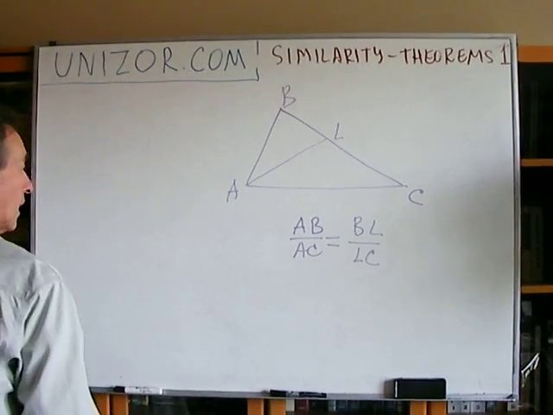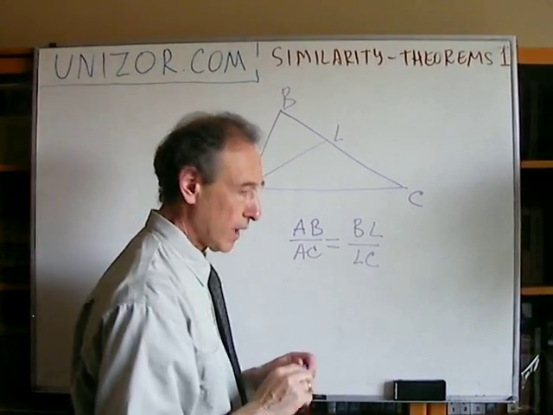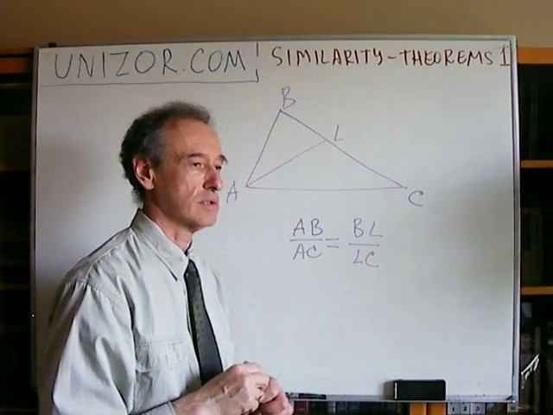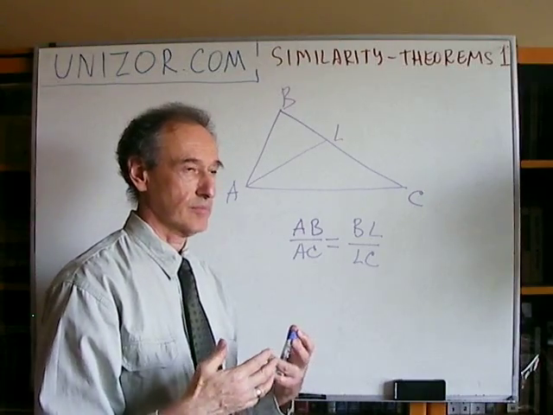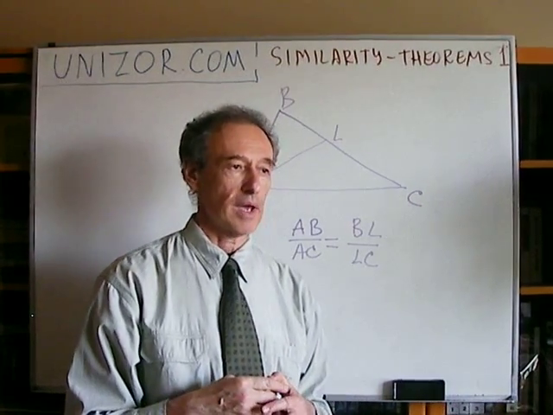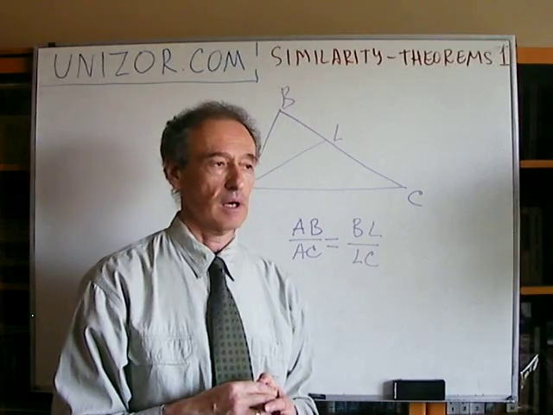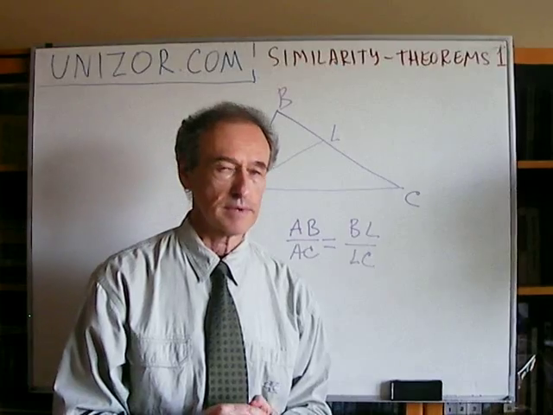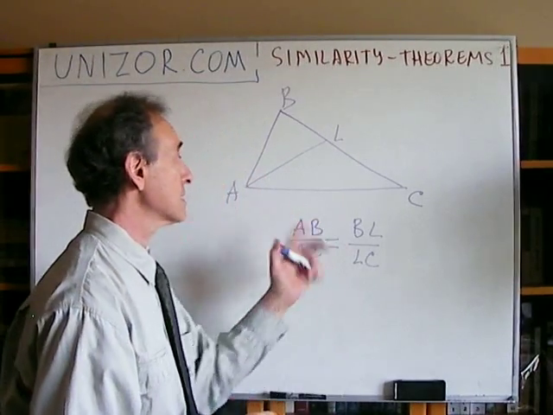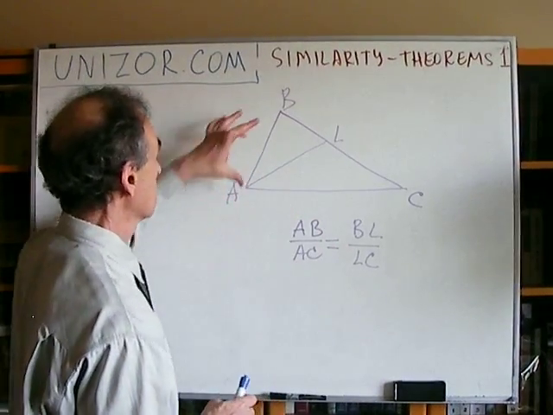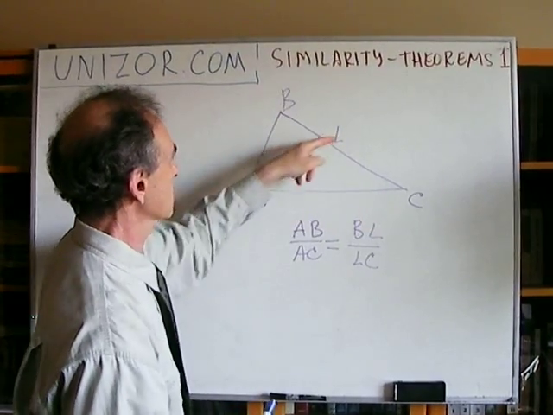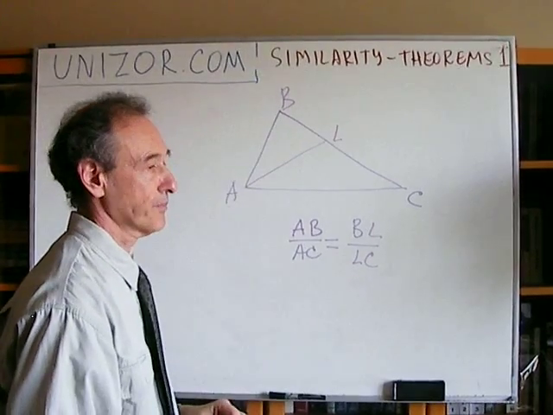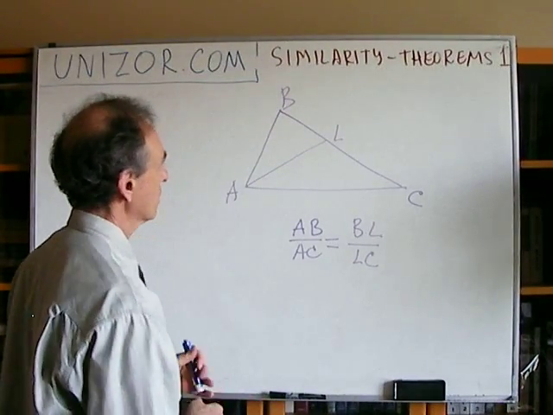Well, actually, this is one of those interesting moments in mathematics when it's a very interesting and in some way aesthetically appealing result, which is not really obvious. There are many very plain theorems which are kind of obvious. This is definitely not an obvious theorem, that this length over this, if this is an angle bisector, is the same as BL to LC. However, this is true. So let's try to prove it.